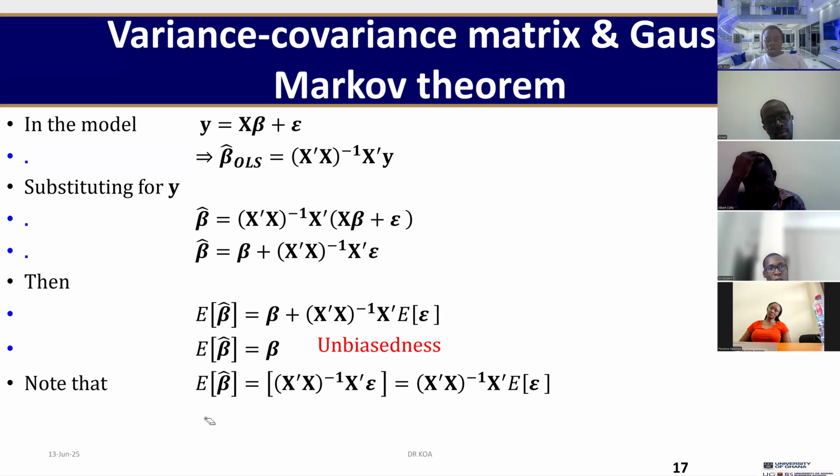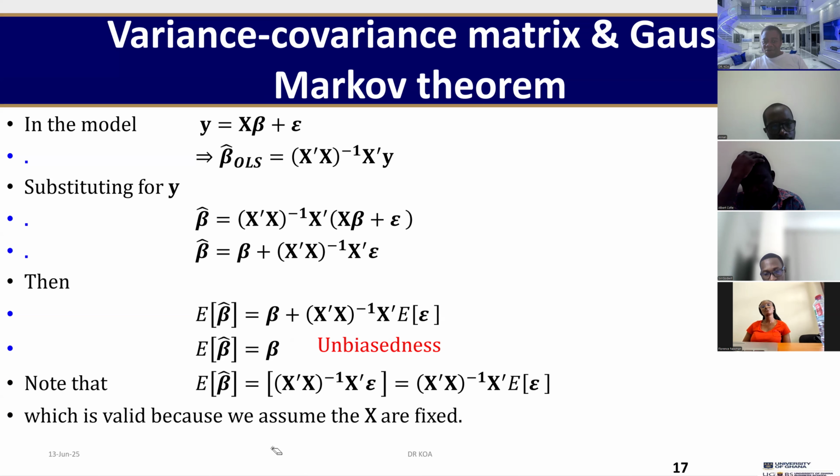We are also aware of this. We know that the expected value of this is equal to that. Don't forget, we knew that from here. We knew that even from here. So keep that in mind. And therefore, we can assume that x is fixed, or the independent variables are fixed.